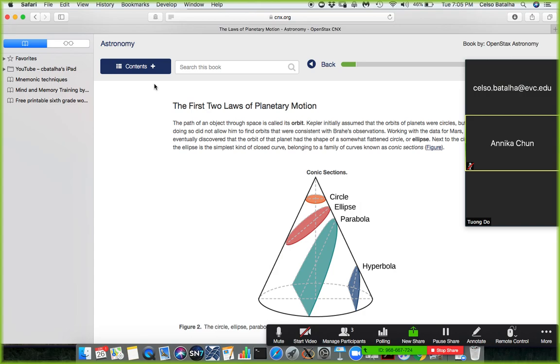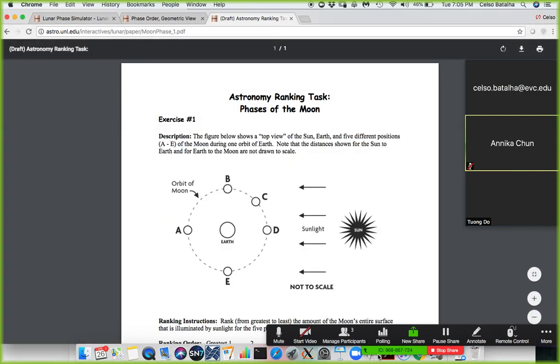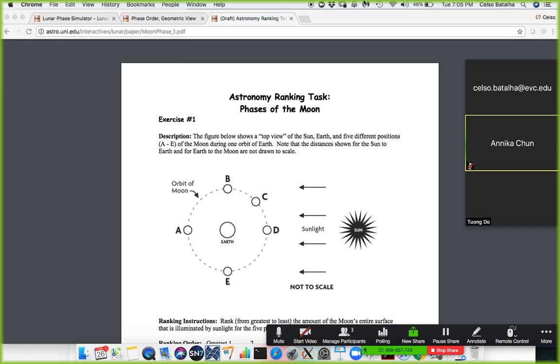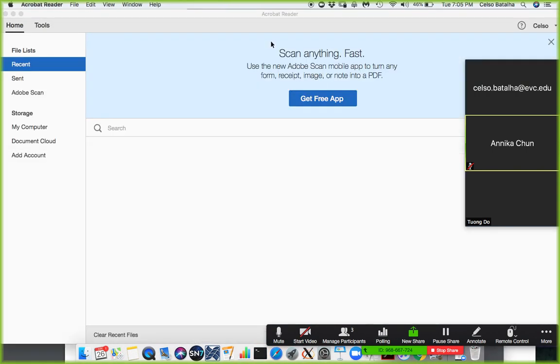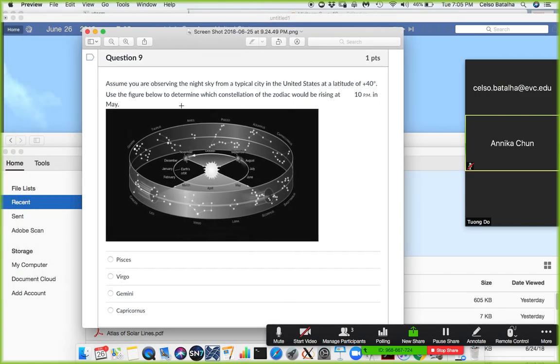This is Celso Batalha, Astro 10 online, and so today I would like to start with a question asked by a student, and the question is right here. So, in this picture, you have the sun in the center, and you have an orbit describing Earth's position in different months.